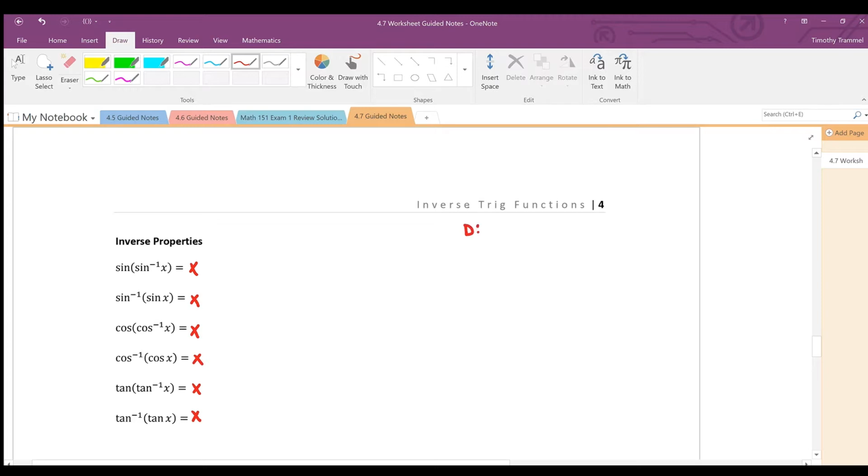The domain for sine inverse is -1 to 1. If you plug in anything outside of this, sine inverse will be undefined. And as a result, sine of sine inverse of whatever x was will also be undefined. So we have to stick with numbers in between here. Actually, I'll write that in a different color so we don't mix it up. Okay, this is for x in -1 to 1.